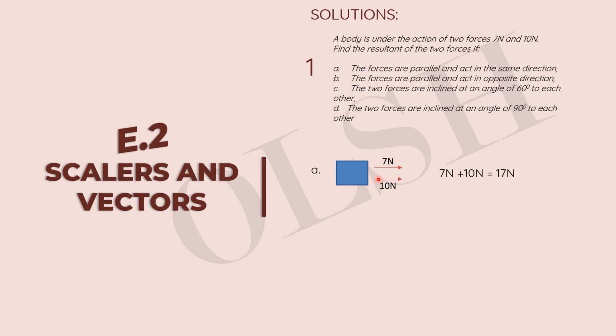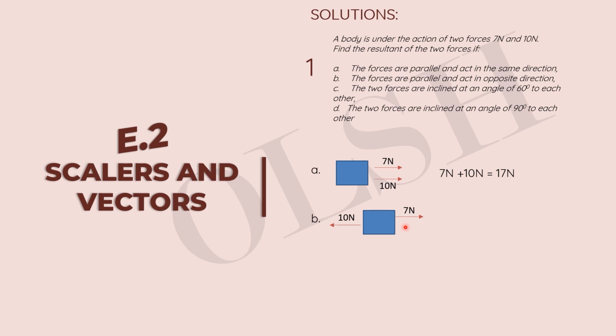So B, the forces are parallel and acting in opposite directions. So if this represents the body, and of course this is the forces, 7 newtons, 10 newtons in opposite directions, what's going to be the effect of these forces on this body? Now we can get to experience the reason why vectors can't be completely described by their magnitude alone. You have to also consider their direction. Okay, so let's see this.